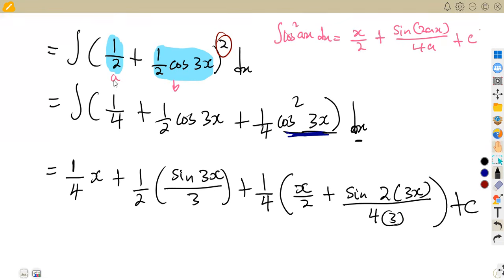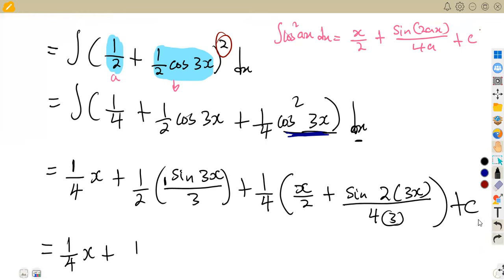Plus the constant of integration. So we can simplify this further. 1 over 4x plus, multiply. This is the same as 1 over 3. So we have 1 over 2 times 1 over 3. If you multiply 1 over 2 times 1 over 3, we get 1 over 6. So this is going to be 1 over 6, or you just use a sine 3x.